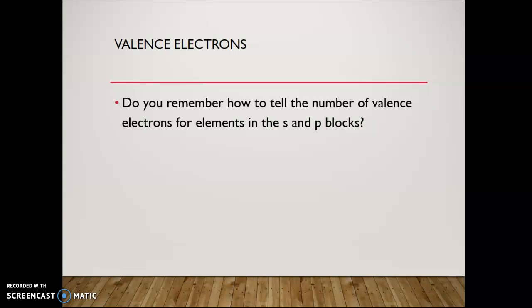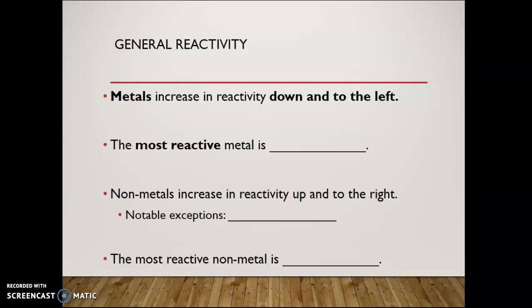Okay. So general reactivity: metals increase in reactivity down and to the left. So the most reactive metal, which is in the lower left-hand corner, is francium. Non-metals increase in reactivity up and to the right. The exception is the noble gases. So if you exclude the noble gases, your most reactive nonmetal is fluorine.